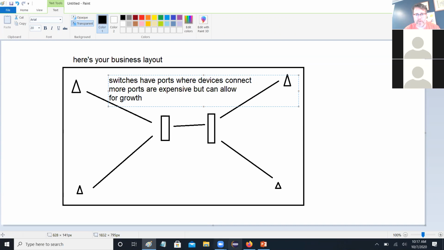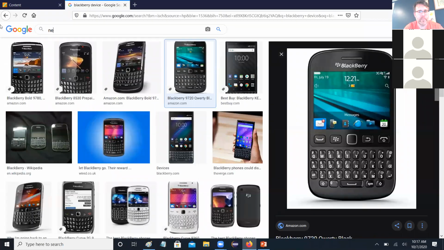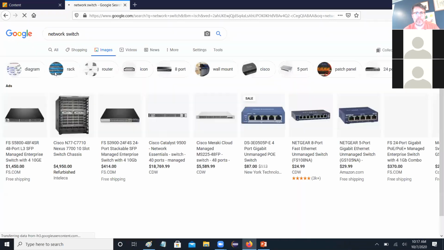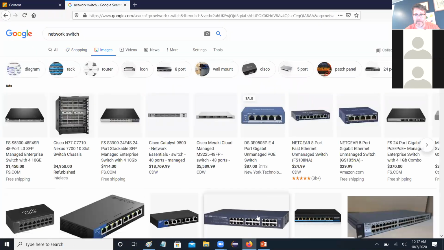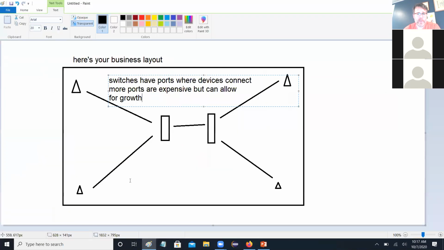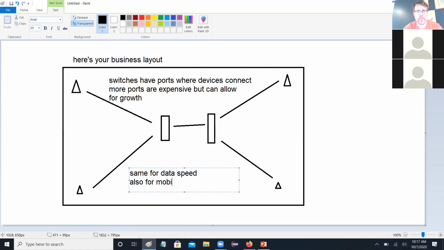Okay, so if we talk about what these switches look like in terms of hardware, they're basically a big box with a bunch of ports, right? Something like this. And the bigger ones that can handle more data, can handle more devices, are going to cost more. Same for data speed, and back in the day, also for mobile and wired traffic. Back in 2006 anyway. Nowadays they tend to support both, but back in the day you wanted separate ports for the two kinds of devices.